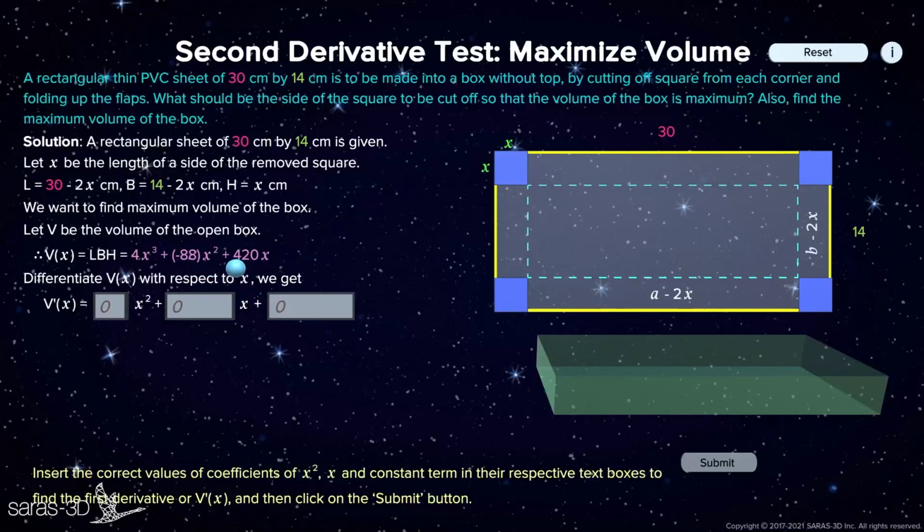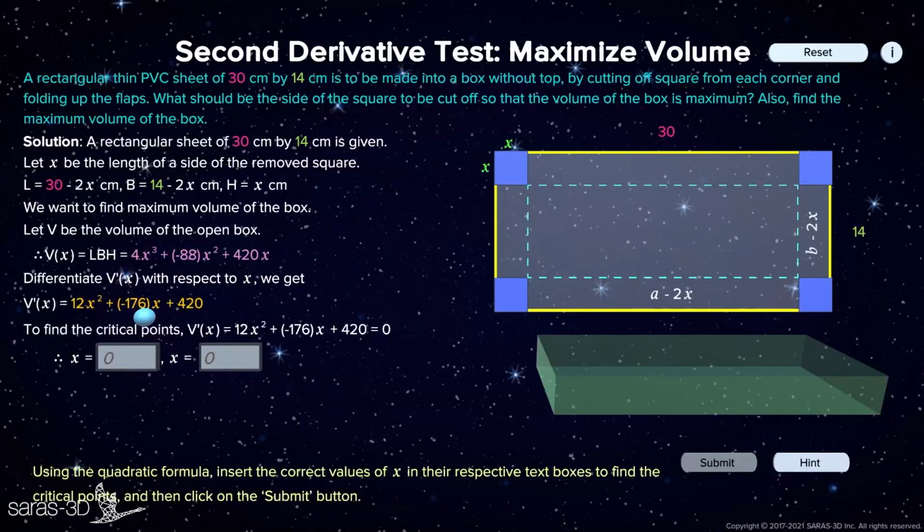That means we have to find what is v prime of x. So now this will be what? The derivative of 4x cube is what? 12x squared. So here it will be 12. Now the derivative of a minus 88x squared, it will be what? Minus 176. Why? Because the derivative of x square is what? It is 2x. So 2 multiplied by minus 88, we will get minus 176. And this will be nothing else but just 420.